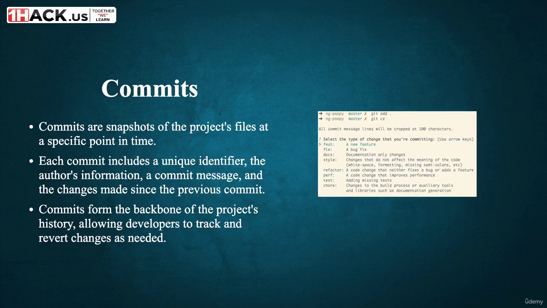The next key concept in Git is commits. Commits are snapshots of the project's files at a specific point in time. Each commit includes a unique identifier, the author's information, a commit message, and the changes made since the previous commit. Commits form the backbone of the project's history, allowing developers to track and revert changes as needed. Committing changes is a fundamental part of the Git workflow, as it enables collaboration, code review, and the ability to roll back to previous versions of the project if necessary.